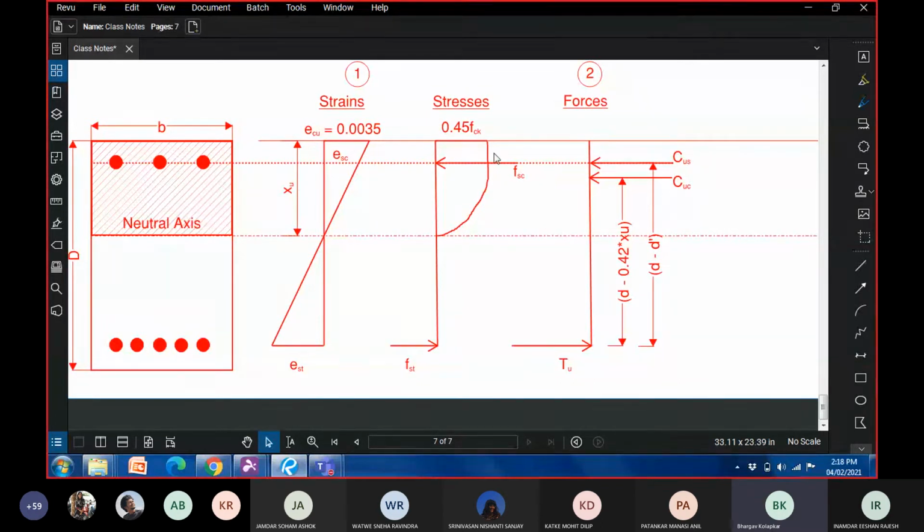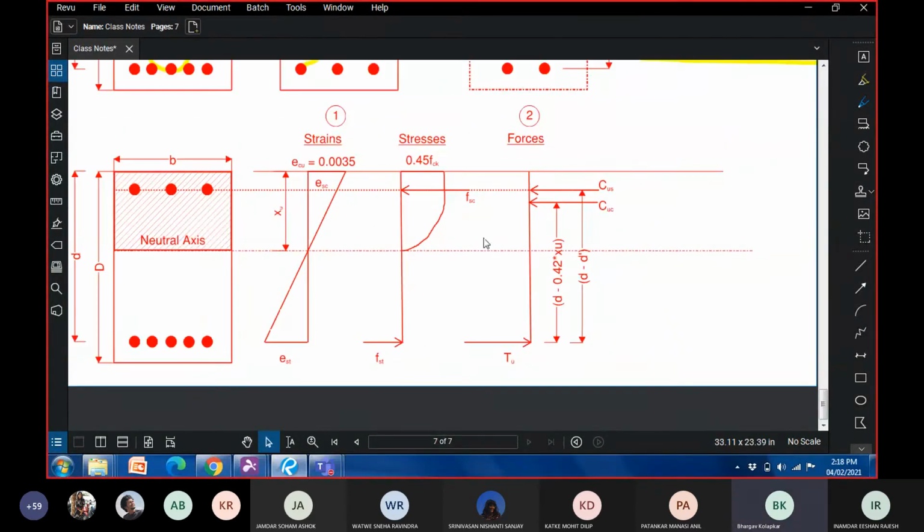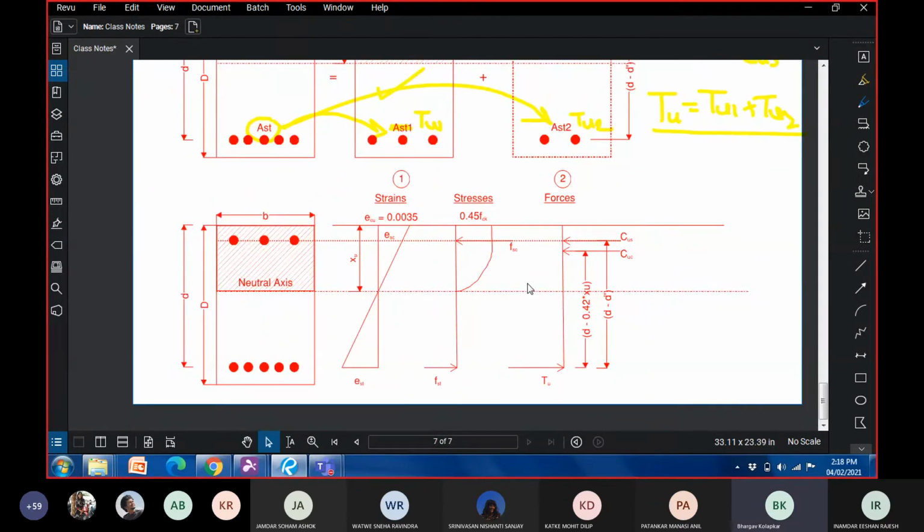We already know how to find the value of compressive force in concrete, which is CUC, and we also know how to get TU from FST. The lever arm between TU and CUC is D minus 0.42 times XU, and the lever arm between TU and CUS is D minus D dash. Okay? Great.